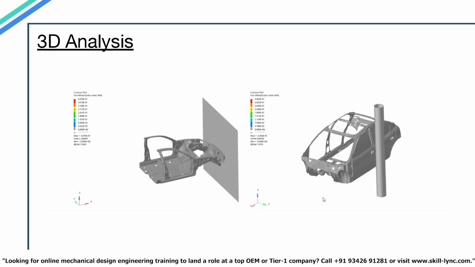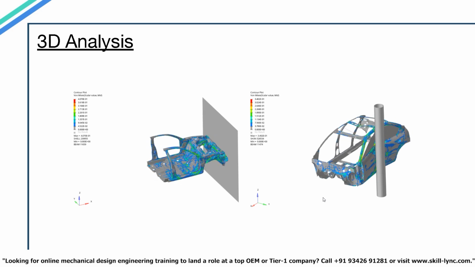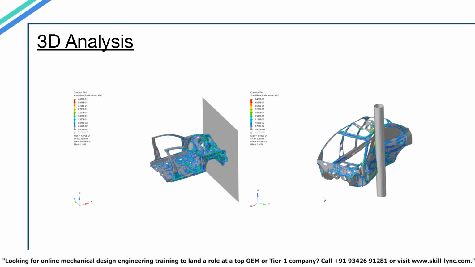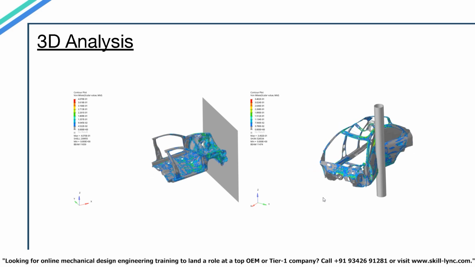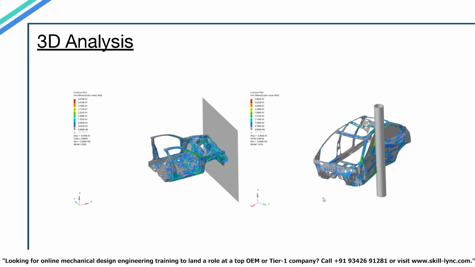And after this, we have the 3D analysis. We will use this when any one dimension is not significantly greater or smaller than the other ones. Using 3D elements would also give you the most accurate result, but it would also increase the computational time required.